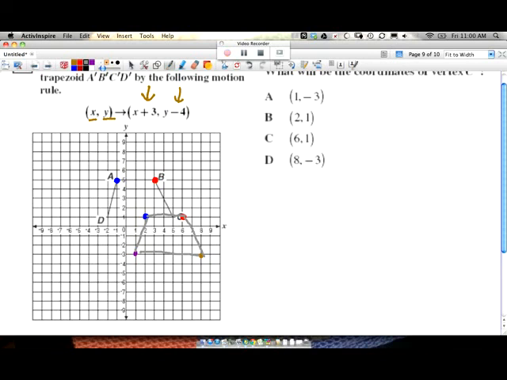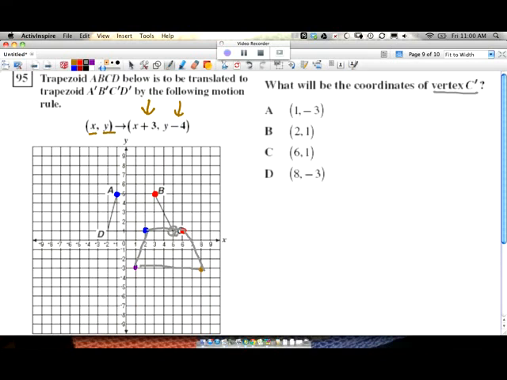What is the question? What are the coordinates of C'? Well, C was here, and now it's here. So that's at 8, -3. Boom. The answer is D. The other ones are out. I think the other ones were probably wrong because these are different points. 1, -3, that is D prime. 2, 1 is A prime. 6, 1, that's B prime, but it was asking for C prime specifically, which is D.